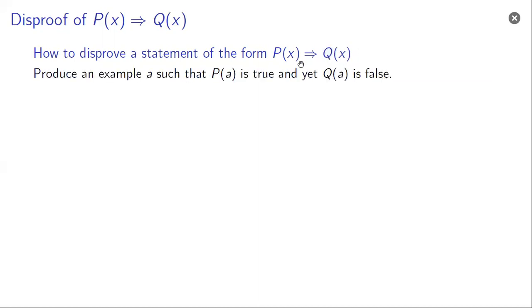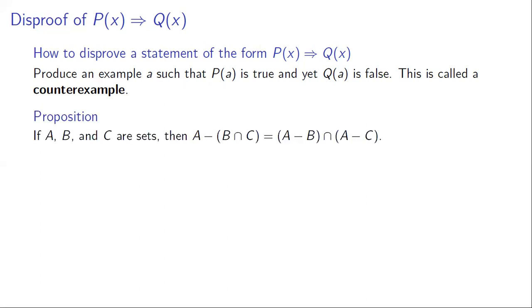So if we can find an example, A, such that P of A is true and yet Q of A is false, that disproves this statement. This is also called a counterexample, right? So this A is also called a counterexample.